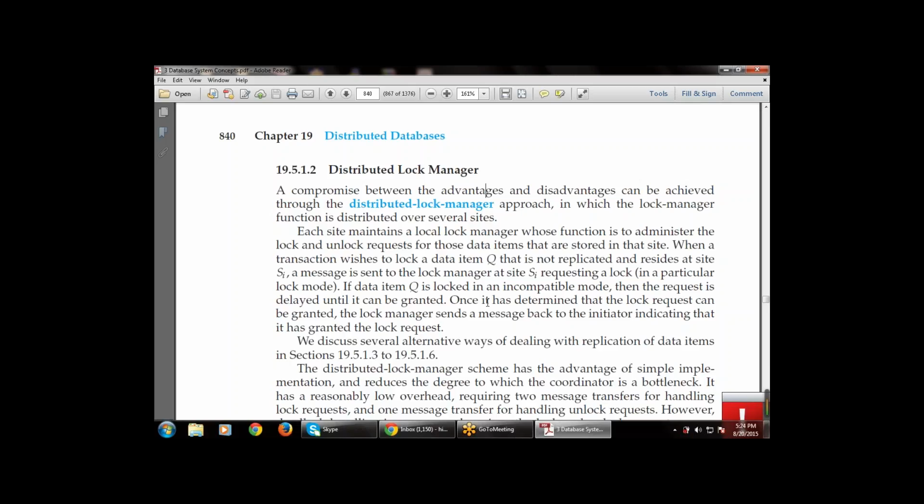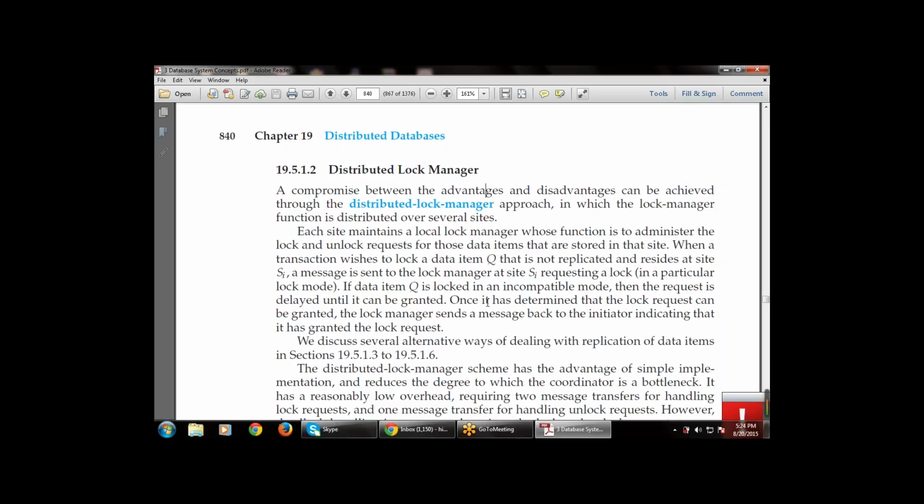that requests the log manager. Once it determines the log request can be granted, the log manager sends a message back to the initiator indicating that it has granted the log request. So whatever log request is available is distributed among the various managers; that is a distributed log manager. We discuss several alternative ways of dealing with replication of the data item in sections 19.5.3 to 6.